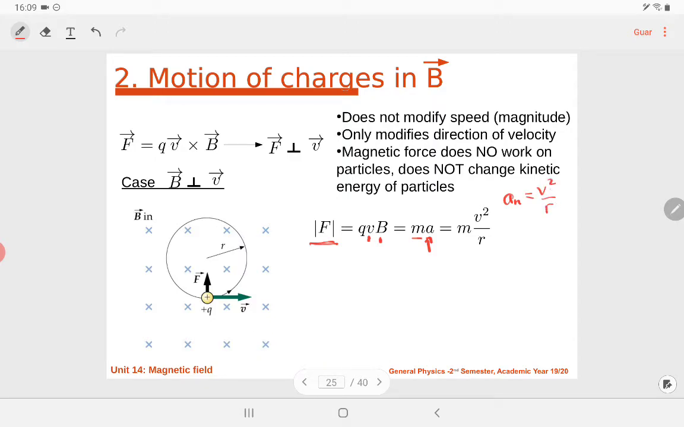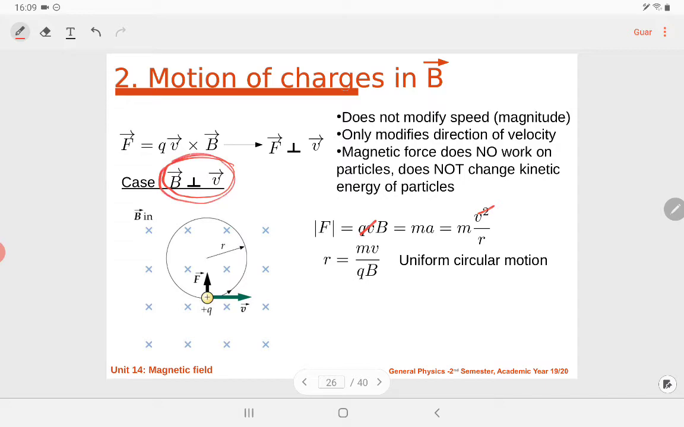Okay. So from here, it's easy to derive what the radius is going to be. We just take away one of the velocities at each side of the equation, and then we can say that the radius is going to be equal to the mass times the velocity divided by the charge times the magnetic field magnitude. Remember that this is just in this case, when they are both perpendicular.